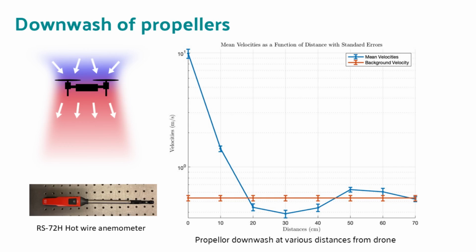To verify this, we mounted the drone onto a wooden plank in the lab, spun up the propellers, and measured the wind speed at various distances using a hot wire anemometer. The results confirmed that the wind speed decreased quickly as you move radially outward from the drone. At around 20 cm from the propellers, the measured wind speed was already below the ambient indoor air currents.